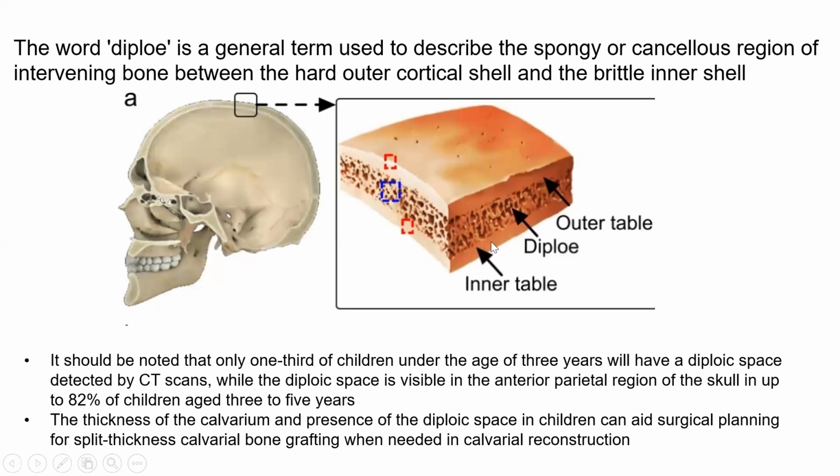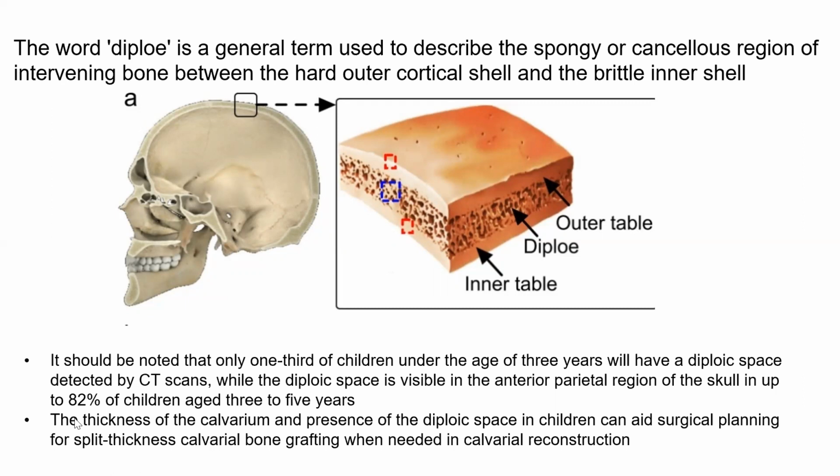You can see this is the diploe, and it should be noted that only one-third of children under the age of 3 years will have a diploic space detected by CT scan, while the diploic space is visible in the interior parietal region of the scalp in up to 82% of children aged 3 to 5 years.